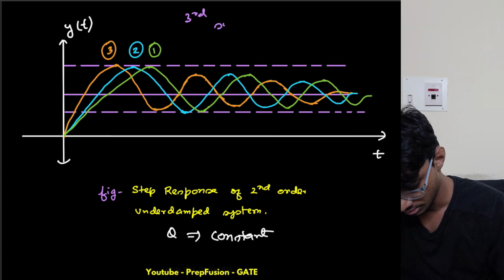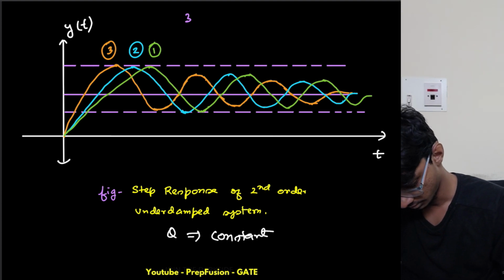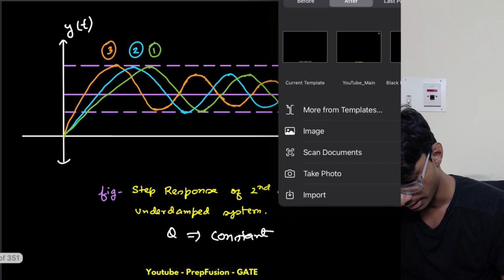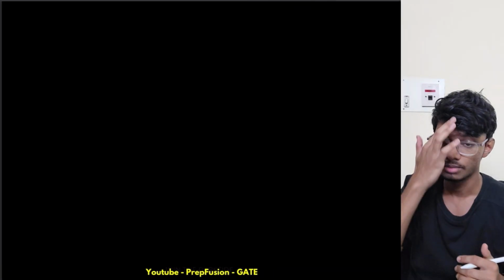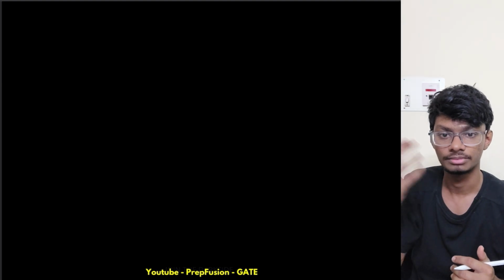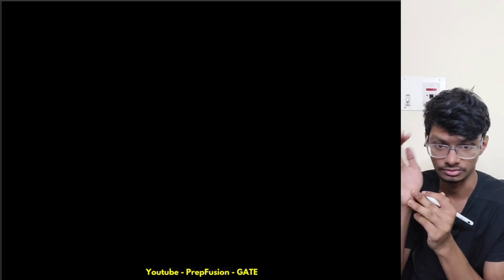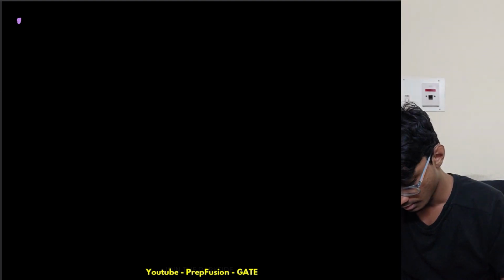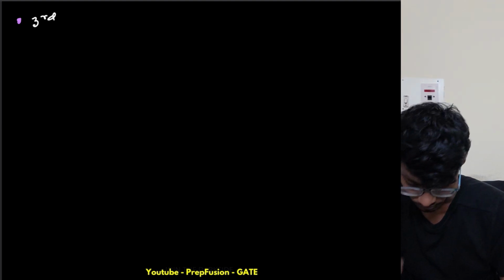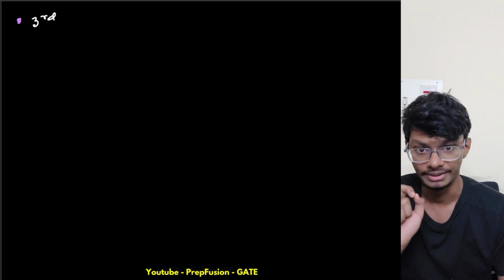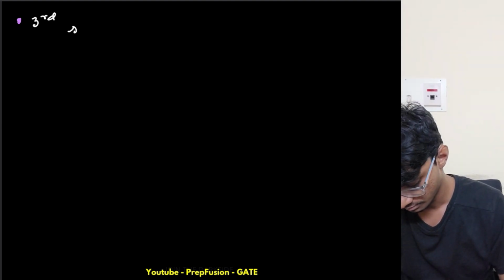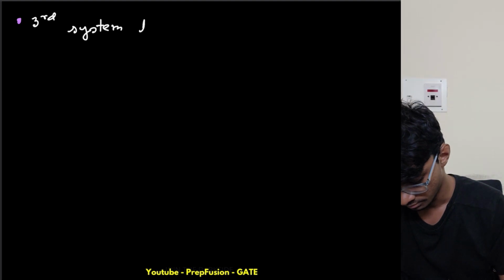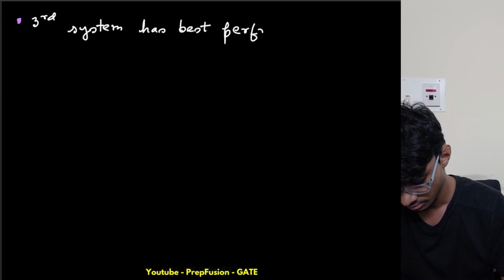I can directly compare, because peak overshoot for all of them is the same, but the time domain parameters, right, the rise time, delay time, peak time, all those are less. It is reaching faster. Okay, settling time is also less, so it is settling faster. So I can directly say my third system will be best for performance. Third system has best performance.